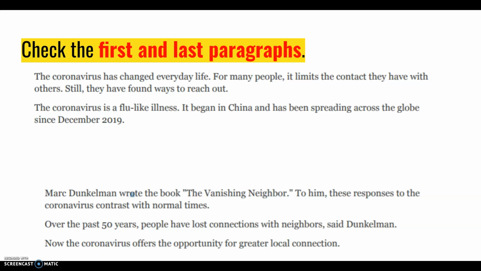So a final strategy is to review the first and last paragraphs, because often the author starts and or finishes their text by stating their purposes. So I'm going to have you take 30 seconds to read the first paragraphs and think, is the author explaining and informing or emphasizing and persuading? If you need to pause the video to read this, go ahead.